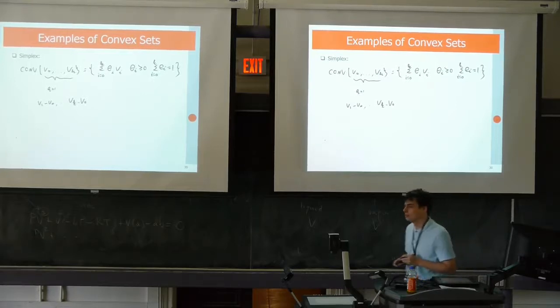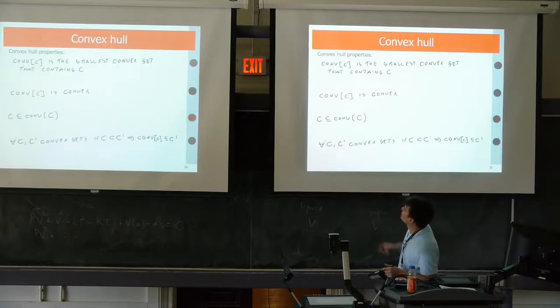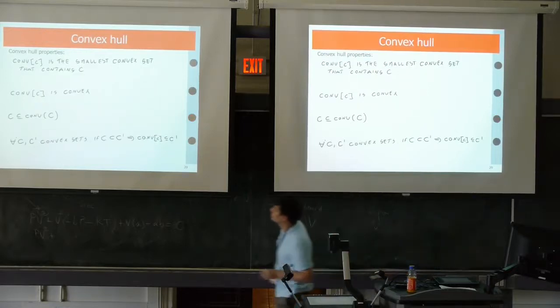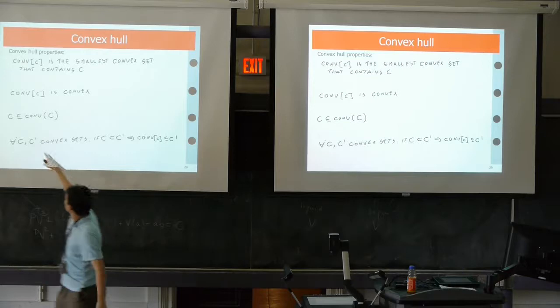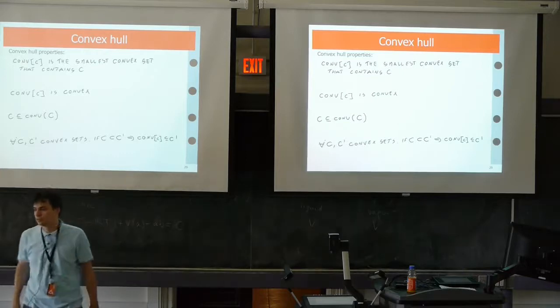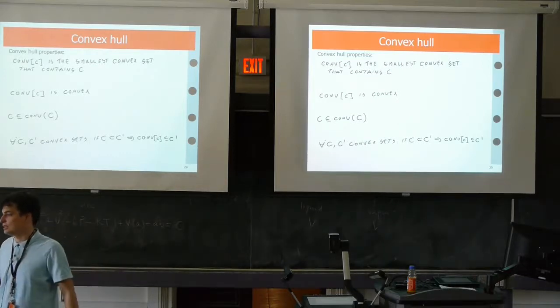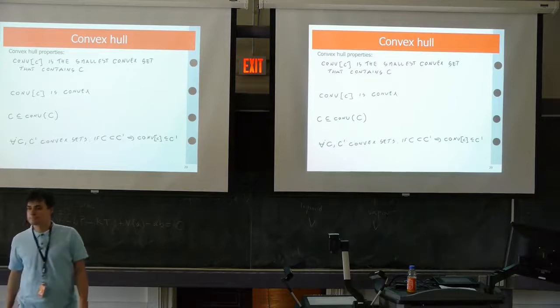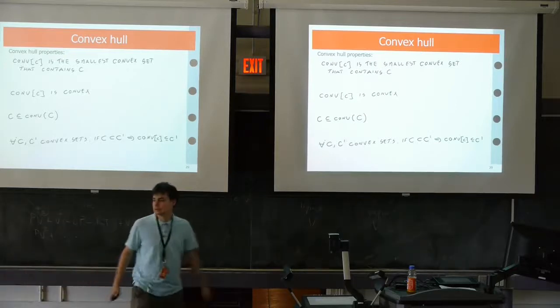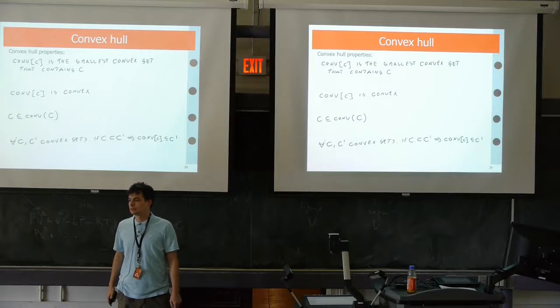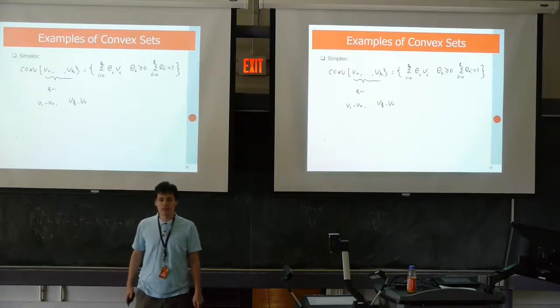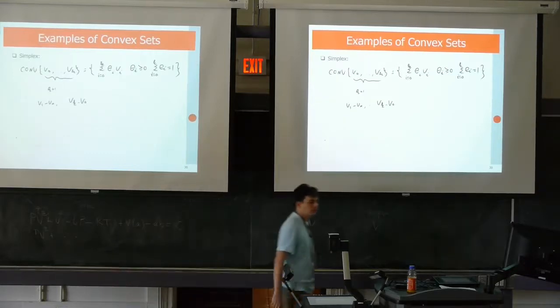Yes? Can we go back one slide? Yes. I think it should be inside convex hull of C1. C prime is a convex set. Oh, convex set. So the convex hull of C is itself. Other questions? Okay, definition of simplex is clear too, right?